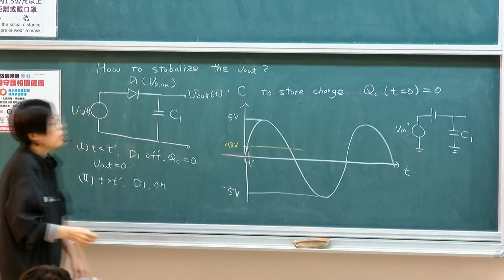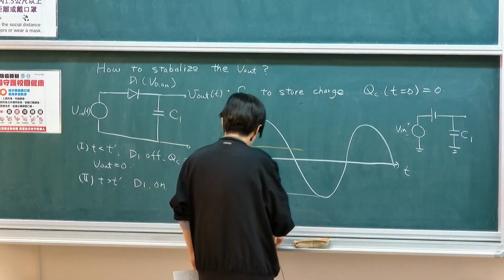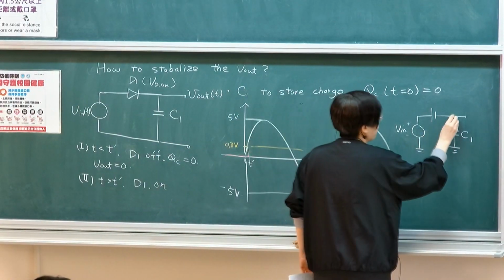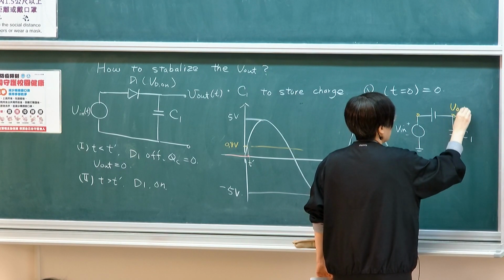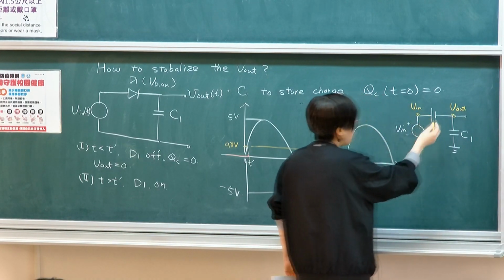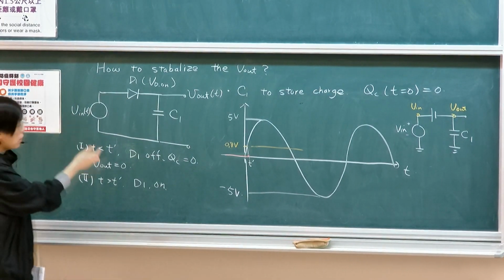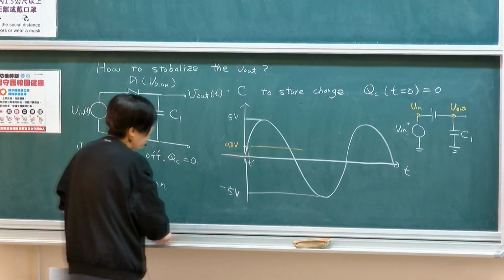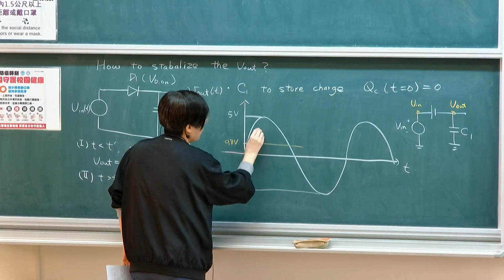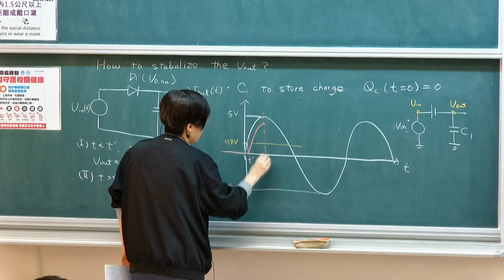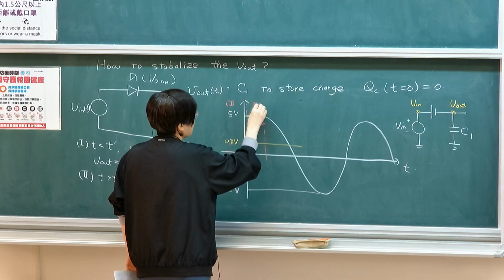So the output would then follow the input, because there's only a voltage drop across the diode. This is the input; the output will follow the input by a voltage difference of 0.8, all the way here. So there's zone 1, 2.